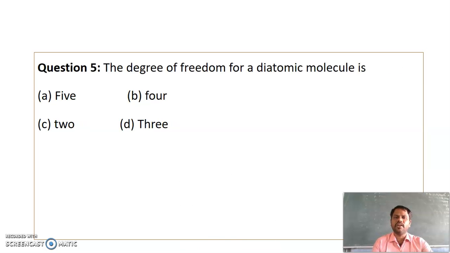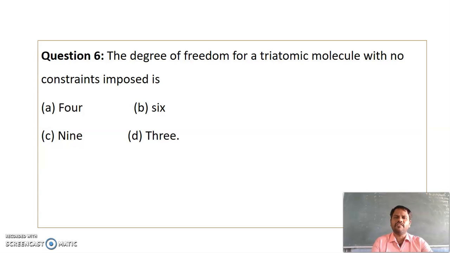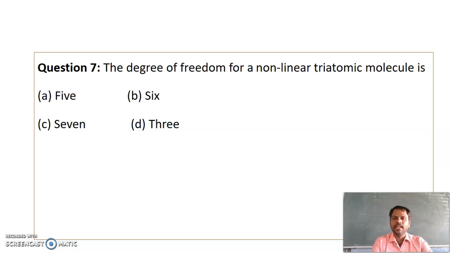Question 5. The degree of freedom for a diatomic molecule, it is 5. Question 6. The degrees of freedom for a triatomic molecule with no constraints imposed. If there are no constraints, it is 3n. So 3 particles, 3 into n, that is 3 into 3 will give you 9. So answer is 9. Question number 7. The degree of freedom for a non-linear triatomic molecule is, answer is 6.